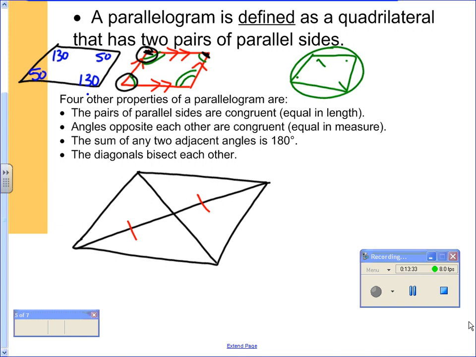This segment is the same as that segment. Whatever their lengths are, they're equal. And then whatever this one is, it's the same as that. So if this one is 10, this one is 10. If this one's 8, that one is 8. They could all four be the same thing. They're usually not going to. The diagonal. Any questions on these properties? Okay.